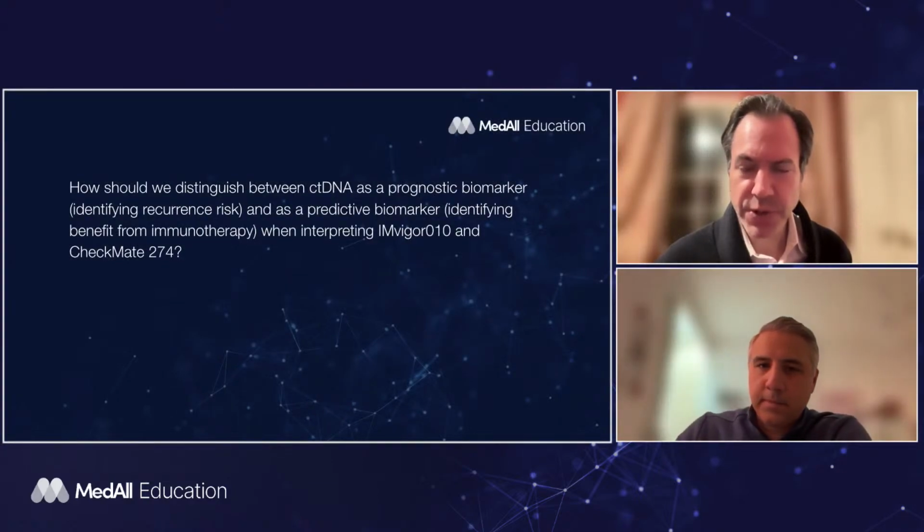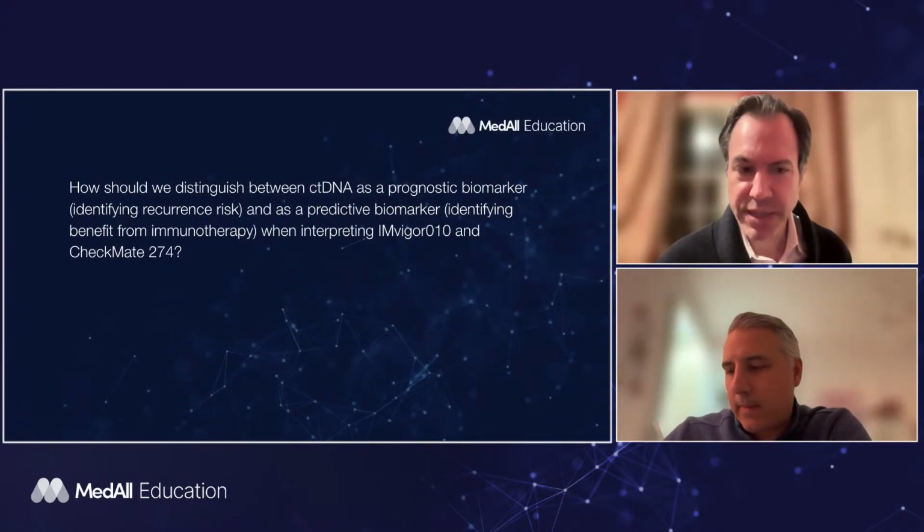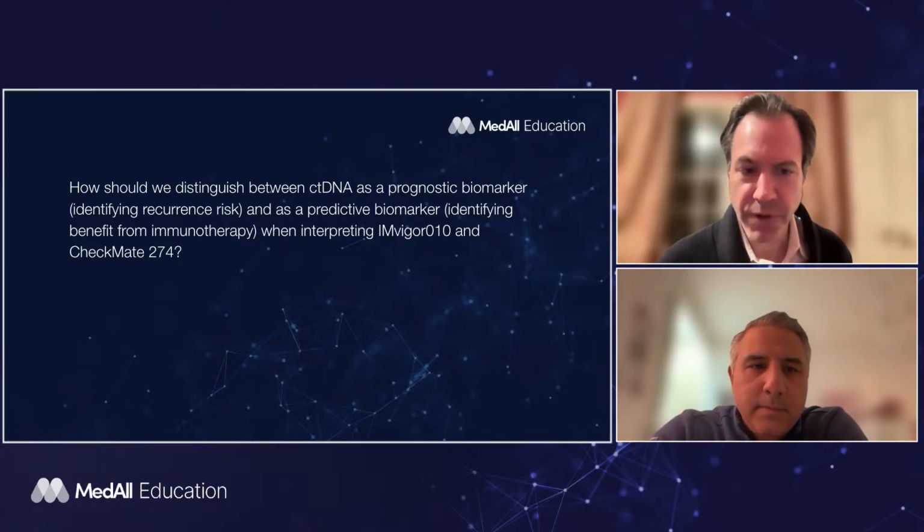Let's move on to the next one. So how should we distinguish between ctDNA as a prognostic biomarker identifying recurrence risk and a predictive biomarker identifying benefit from immunotherapy when interpreting IMvigor10 and Checkmate 274, Dr. Sfakianos?